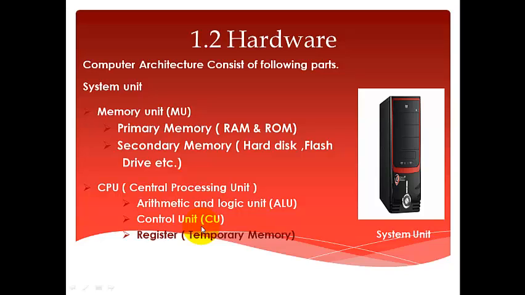A control unit is an area used to control all the instructions, commands, and flow of the processor. And register is temporary storage. Whenever the processor is doing a task, it needs a buffer area where it stores temporary values. That place is called a register.